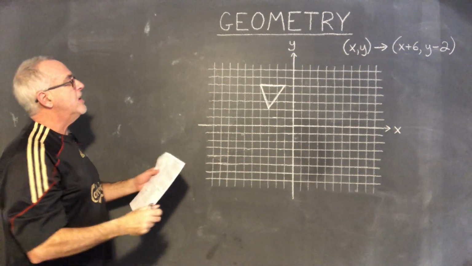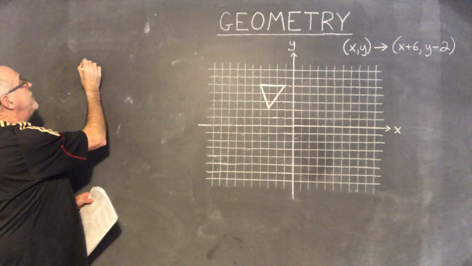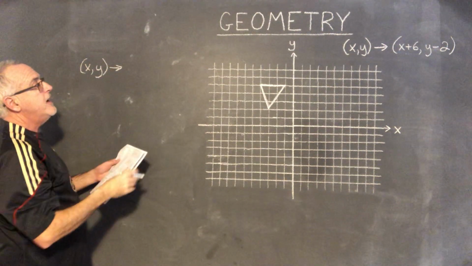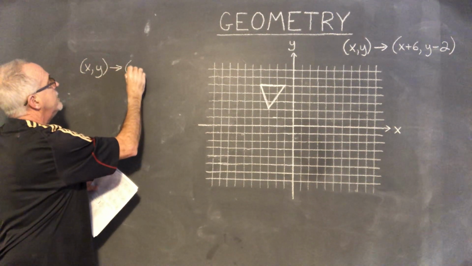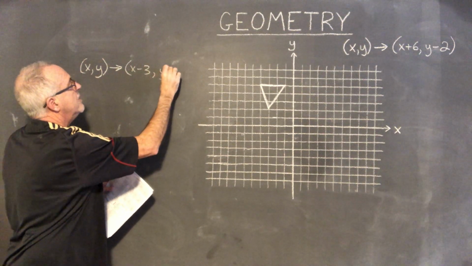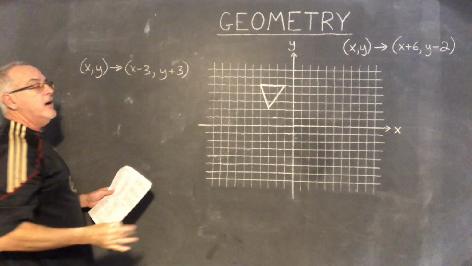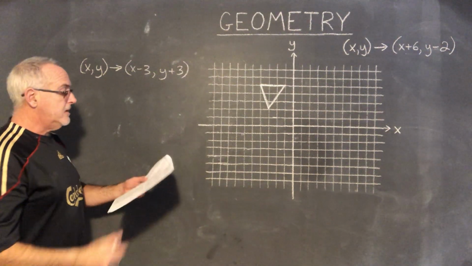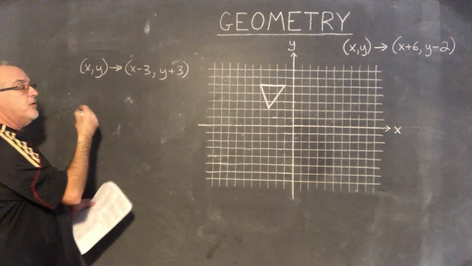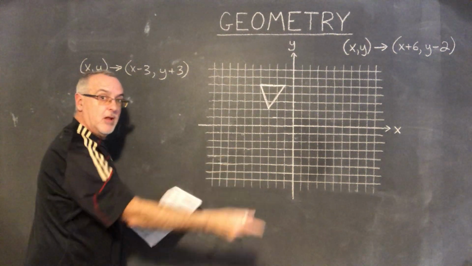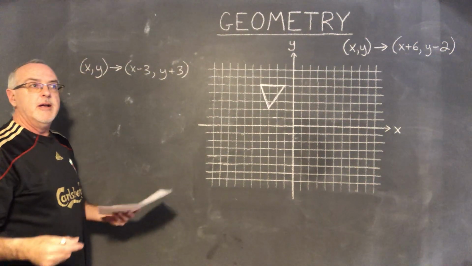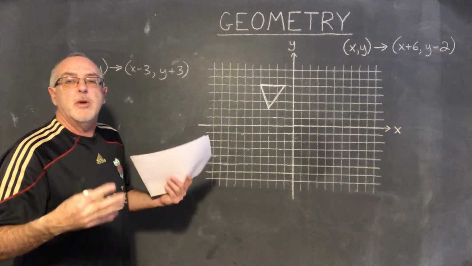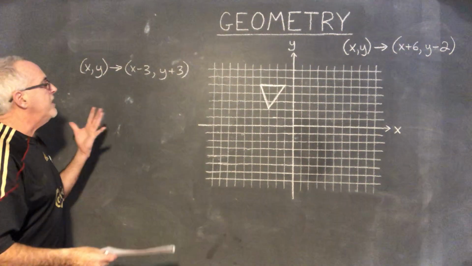So let's say we start with (x, y), and then we have the arrow. And what if we have (x minus 3, y plus 3)? I can translate that into English language. Now I'm using the word translate in two different ways. The translation is the word for this type of slide that we're doing. A slide is a good word that better describes what you're doing, but we have math words that go with it. And the math word is translate.